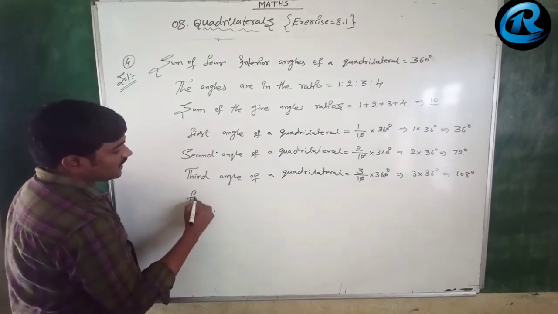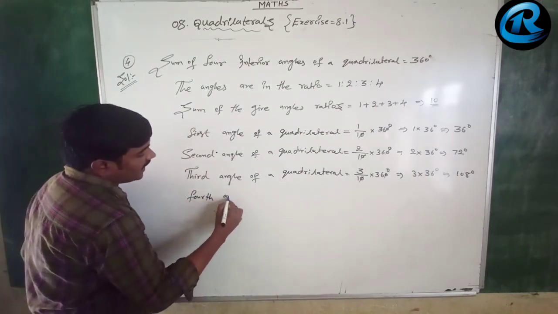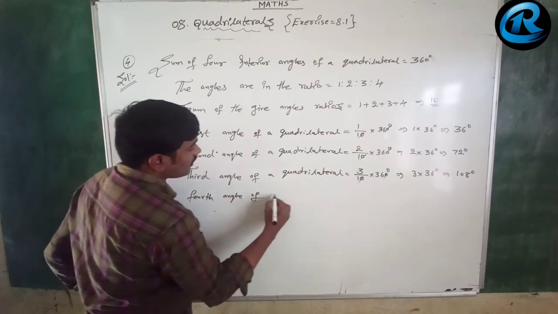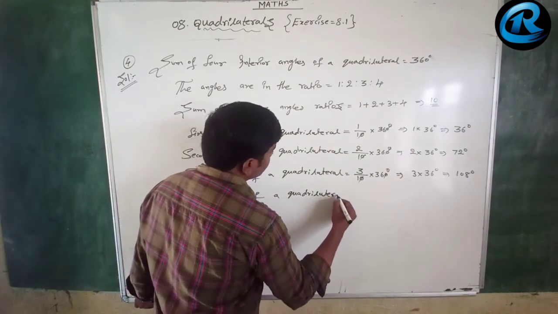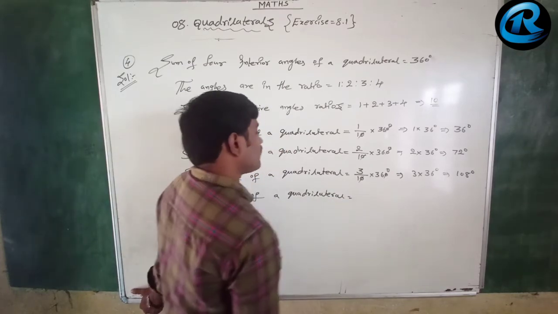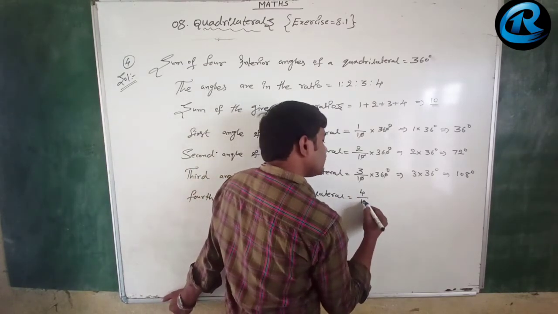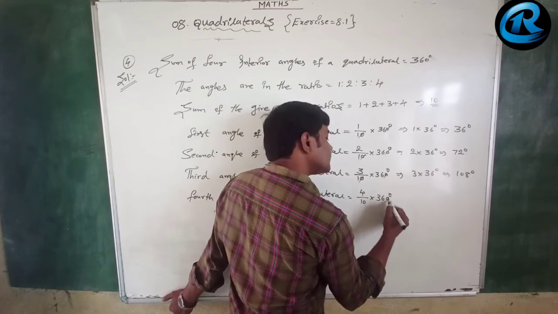So the fourth angle of a quadrilateral is 4 by 10 into 360 degrees.